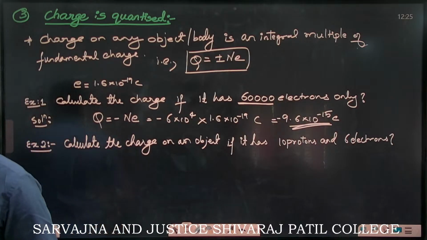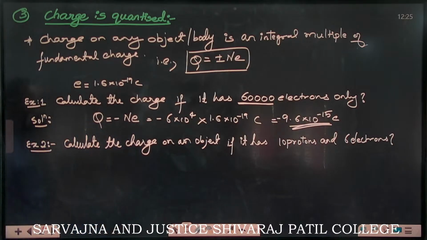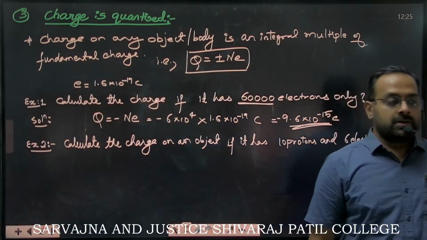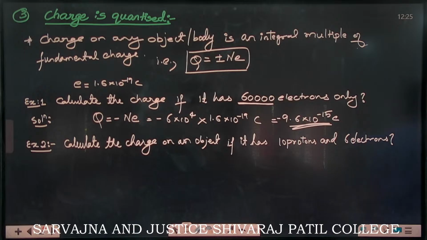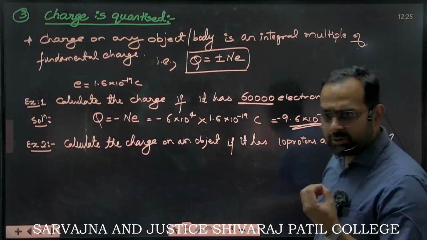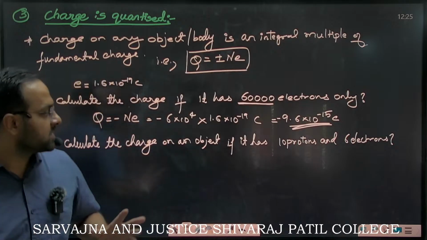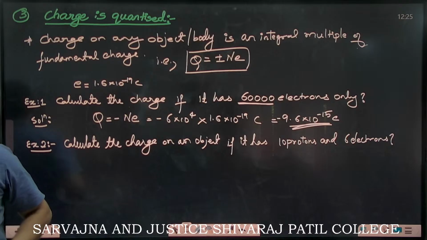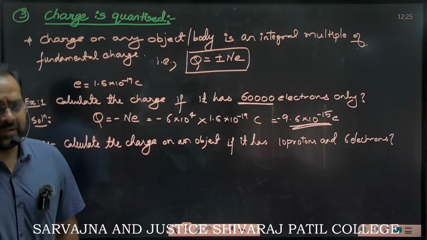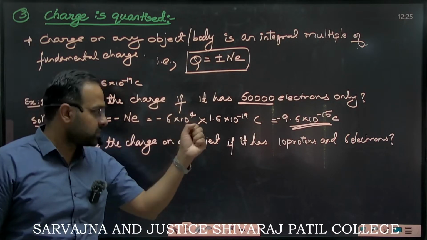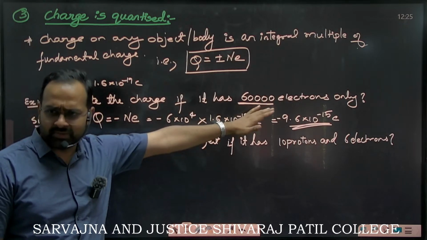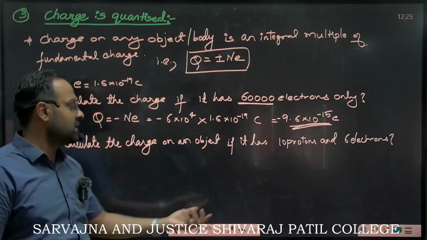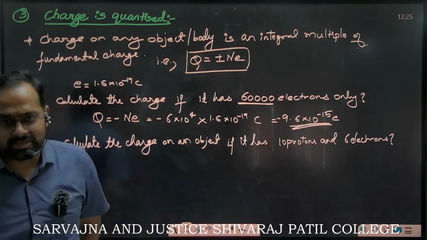Now, calculate the charge in an object if it has 10 protons and 6 electrons. And if you want to calculate the total charge on any object, the formula that you will use is Q is equal to plus or minus n into E. Okay. The only difficulty you will face is what n value to take. In the first one there were only electrons, n value you can directly take as 60,000. In the second one, what do you take? You have 10 protons and 6 electrons.